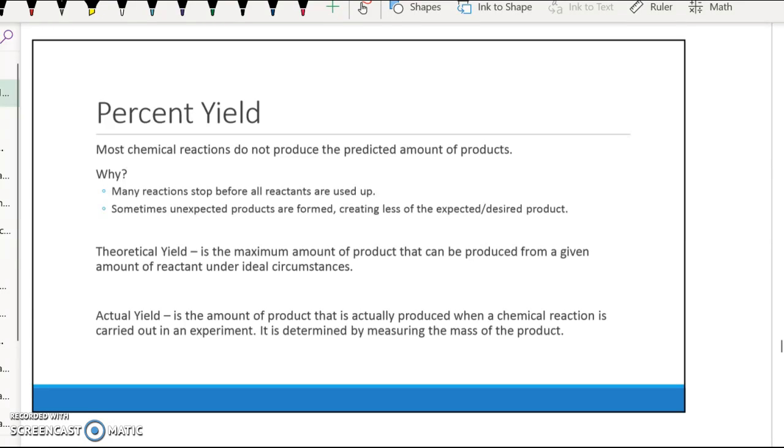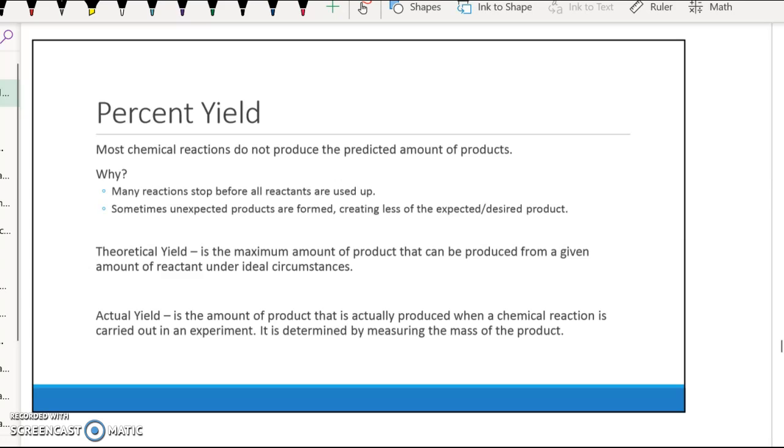So if you go to your Chapter 11 notes where we left off yesterday, this is just like 1 or 2 slides past where we left off. So we're going to discuss what's called percent yield. And percent yield just takes into consideration that most chemical reactions do not produce the predicted amounts, because there's things that you do that mess up how much product you actually get when you do a reaction in the lab.